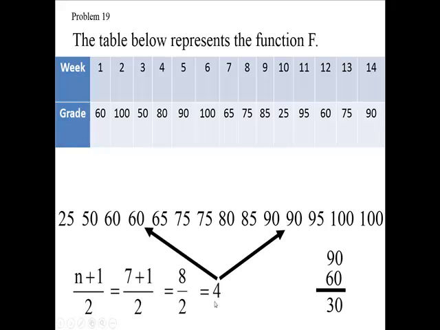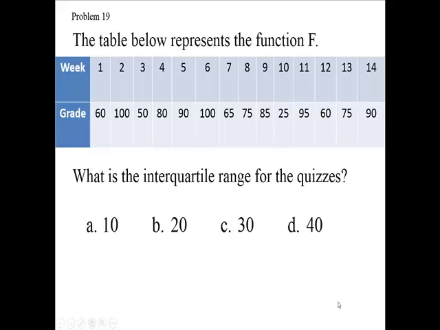So quickly, once you find that 4, we're going 1, 2, 3, 4. That's the 60. And then start from the right and go 1, 2, 3, 4. That's the 90. Subtract those, and we're getting the range, 30.